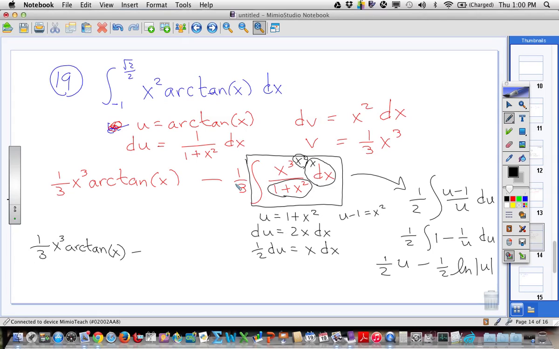And while I'm at it, I'll put my 1 plus x squared back in. So 1/3 times 1/2 would be 1/6. And for u, I'll put 1 plus x squared. And then minus 1/3 times minus 1/2, that would be plus 1/6 ln 1 plus x squared. And 1 plus x squared is never negative, so I don't really need the bars. But if you put them, that's fine. And then plus c. Wow.